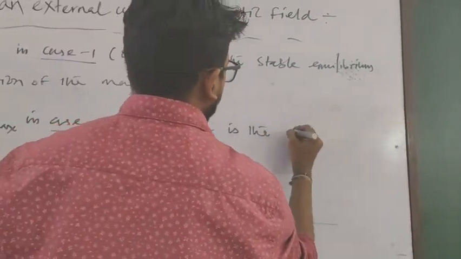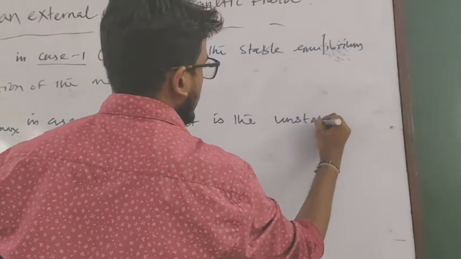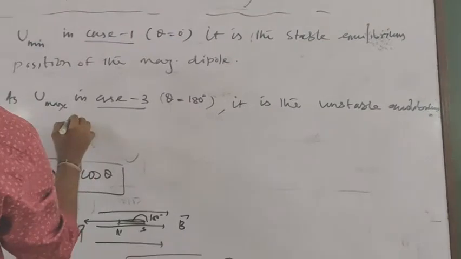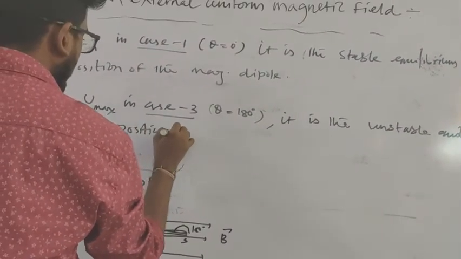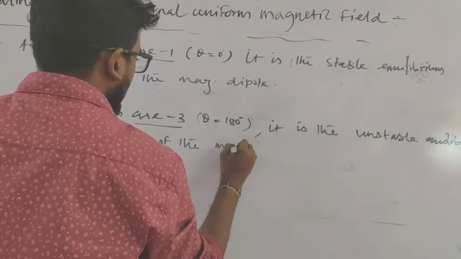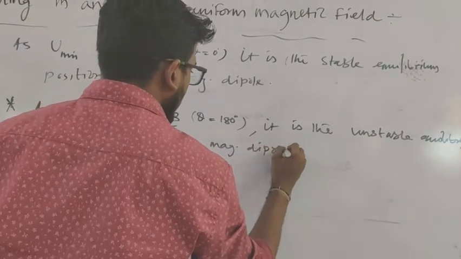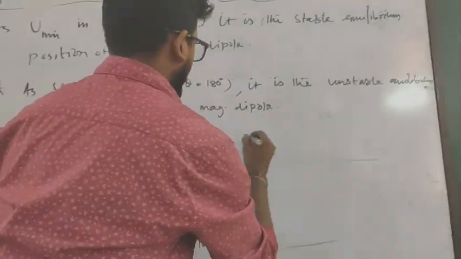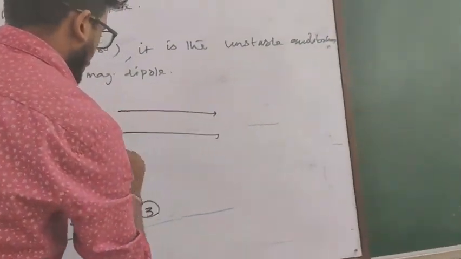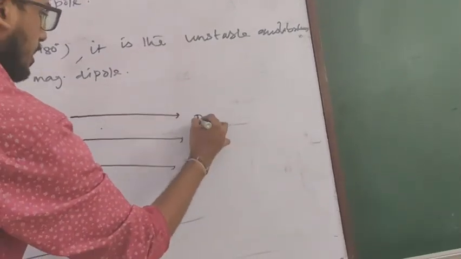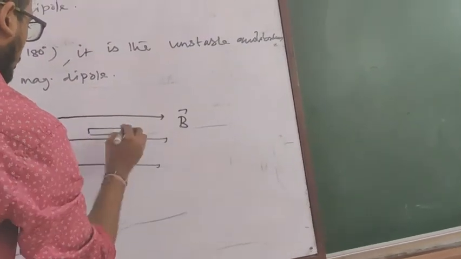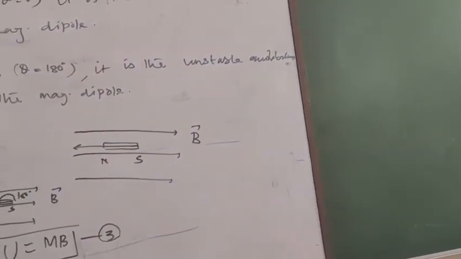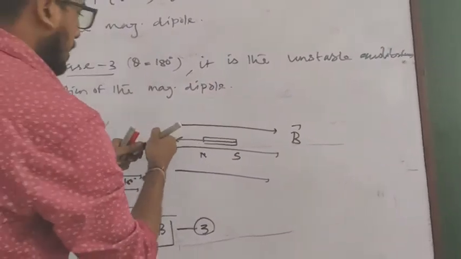Similarly, as U is maximum in case 3, that is theta equal to 180 degrees, it is the unstable equilibrium position of the magnetic dipole. That means in this case, let me draw the figure once again. This is the direction of the external magnetic field B, and we are placing a magnetic dipole such that the south pole is here and the north pole is here, and the dipole moment will be like this. Clear? So the angle between M and B will be 180.